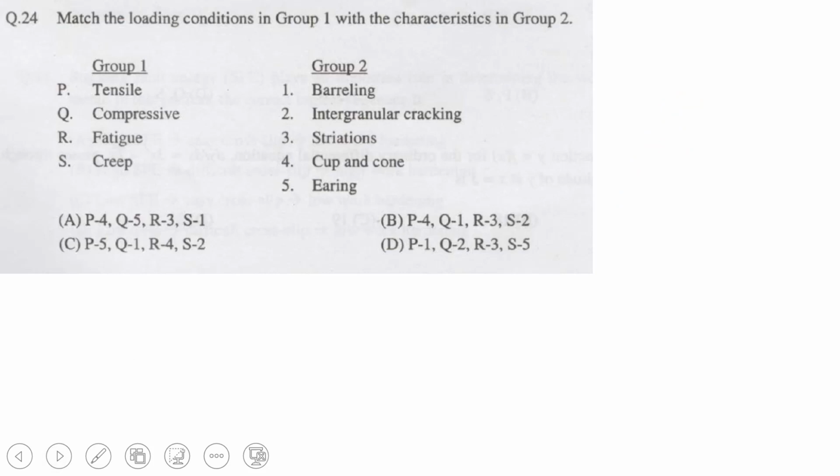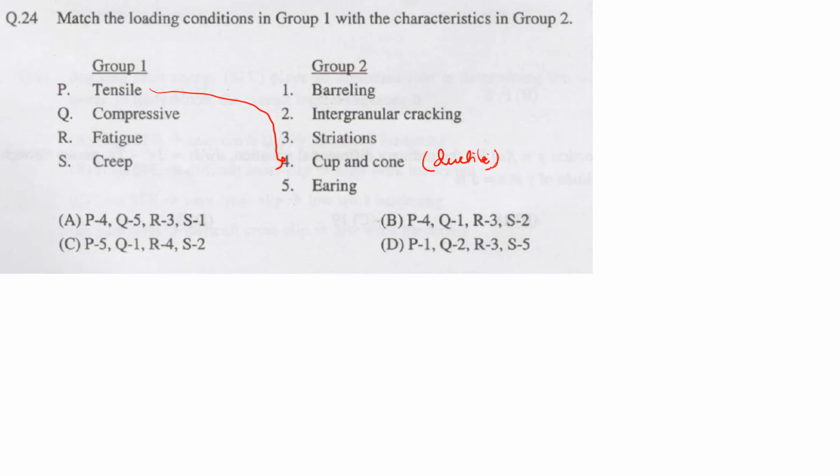Then match the loading conditions in group 1 with the characteristics in group 2. Okay, so when we do the loading of any material, what is the characteristic that is formed? So in the case of tensile, okay, basically it will form a cup and cone kind of structure, right? Basically this will form for a ductile one, here I am assuming the ductile case.